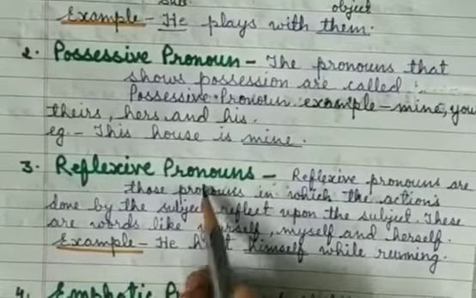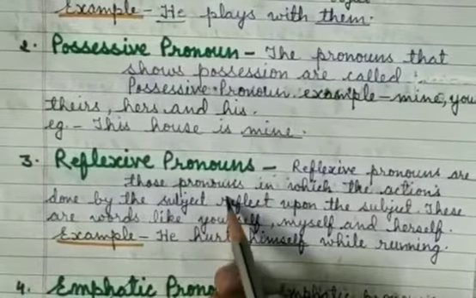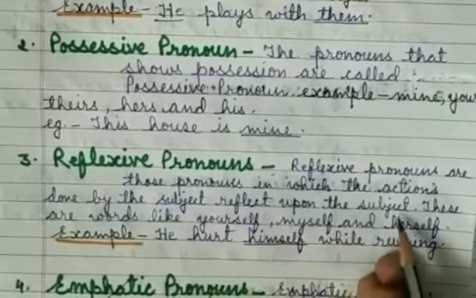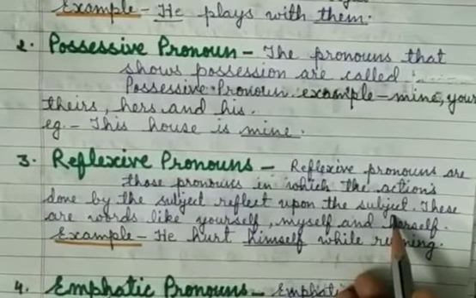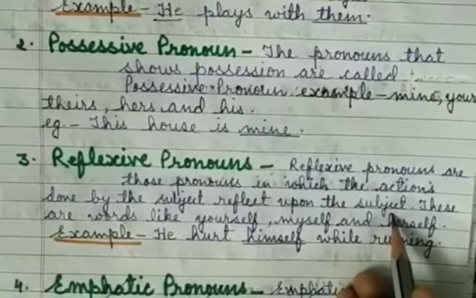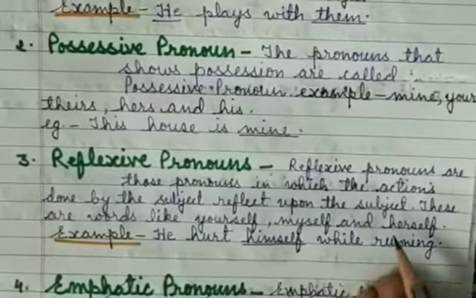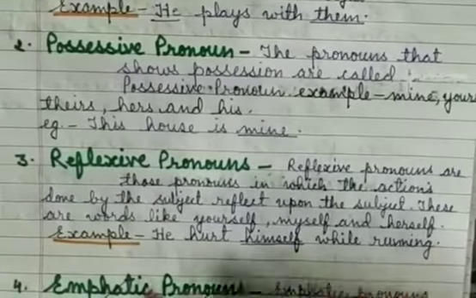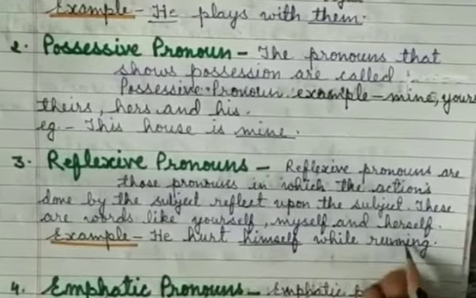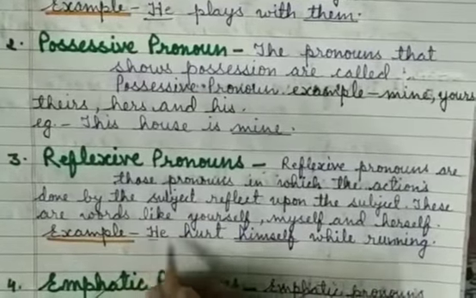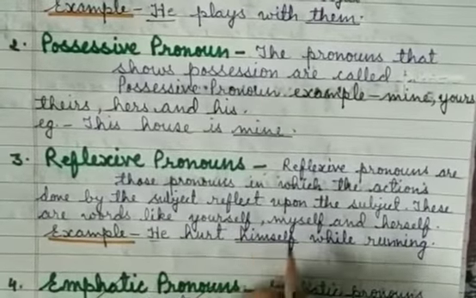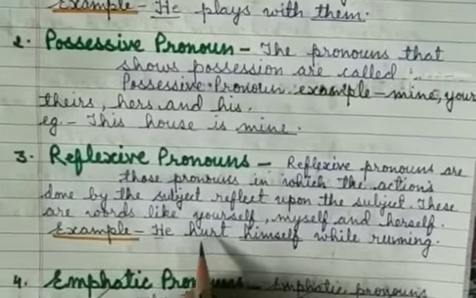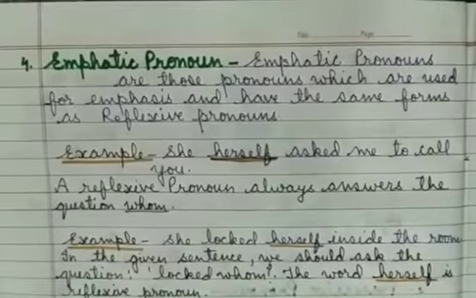Now reflexive pronoun. Reflexive pronouns are those pronouns in which the action done by the subject reflects upon the subject. Reflect upon the subject means the action done by the subject is received by the subject only. These are words like yourself, myself and herself. For example, he hurt himself while running. So here our subject is he and himself is used for the subject only. The subject has received the action. So himself is used as a reflexive pronoun.